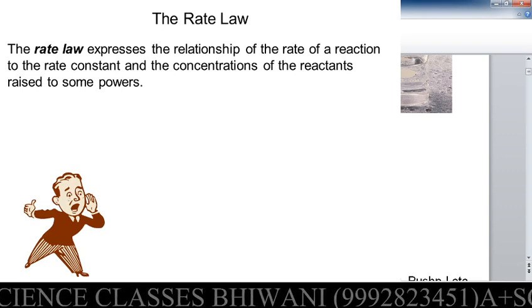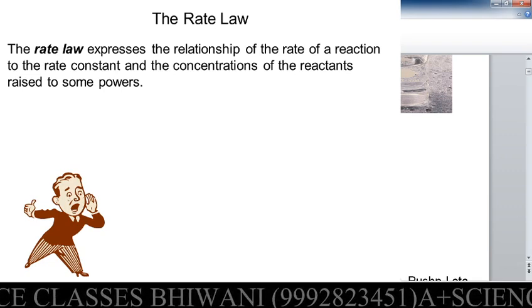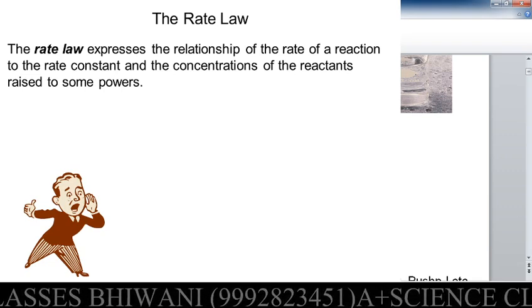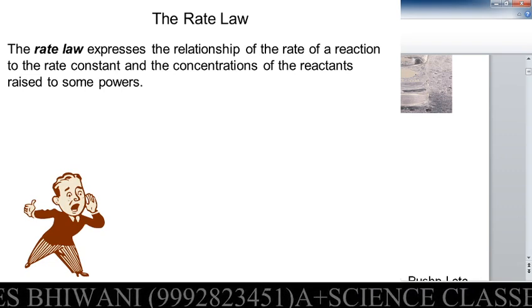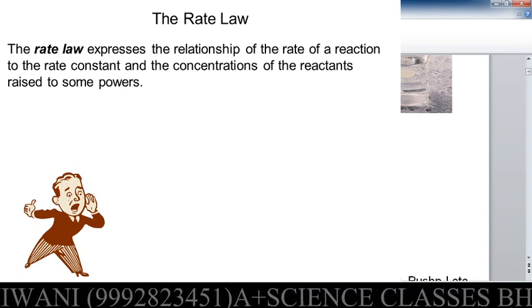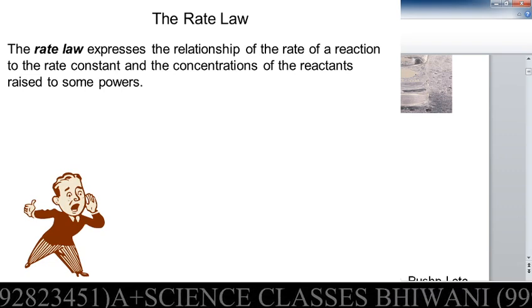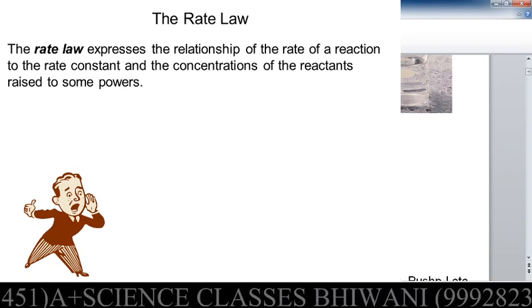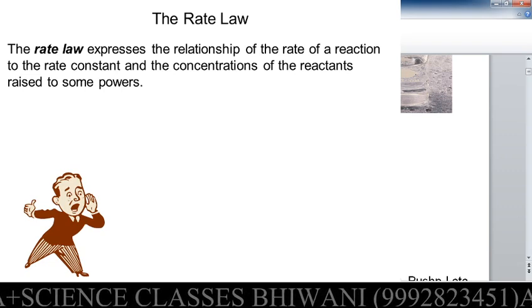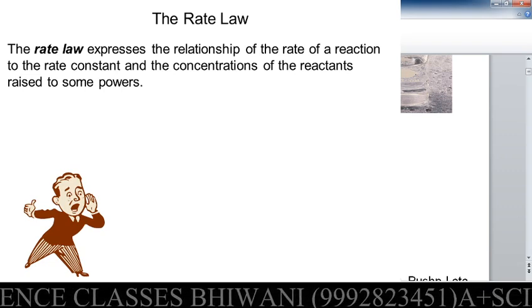Is it clear? So how can we express the rate law? Rate law expresses the relationship of the rate of a reaction to the rate constant and the concentration of the reactant raised to some power. Clear? Now you can take the example of a reaction so that you can clearly understand.